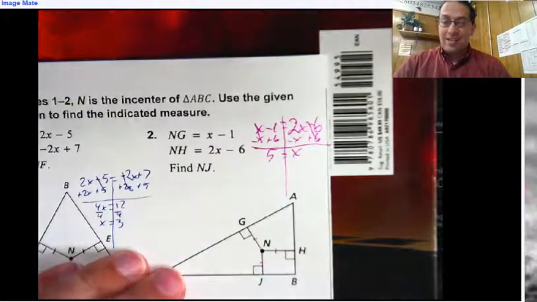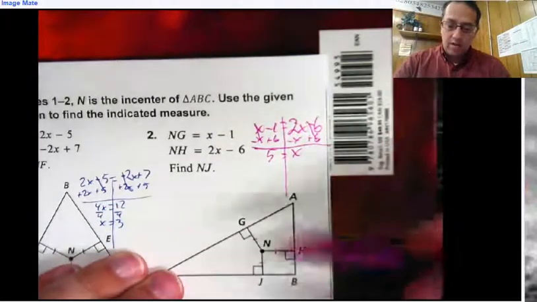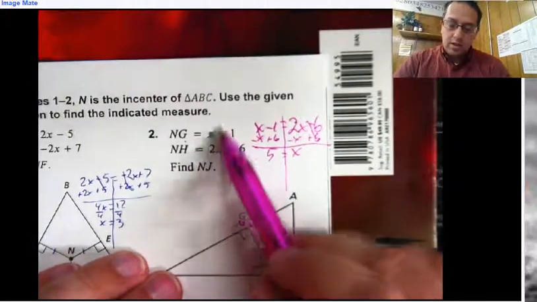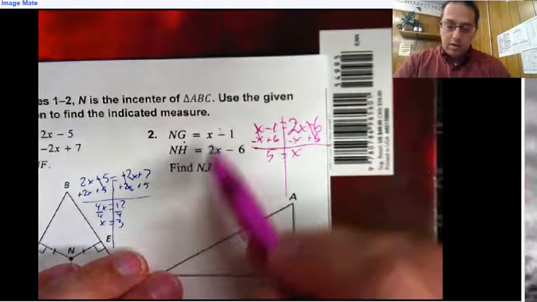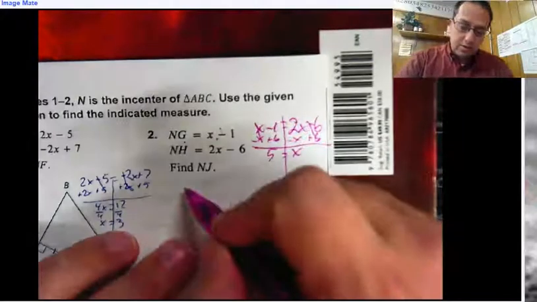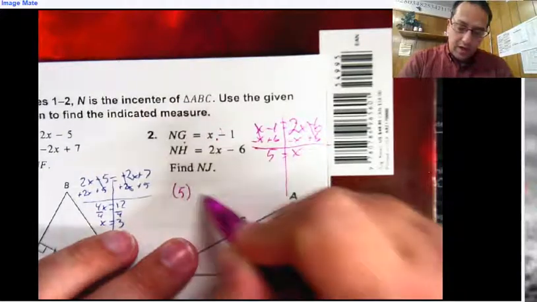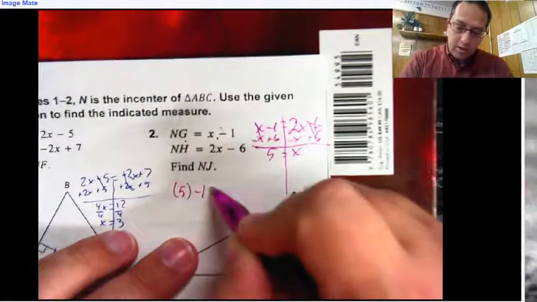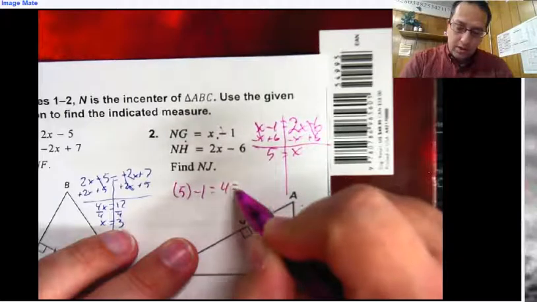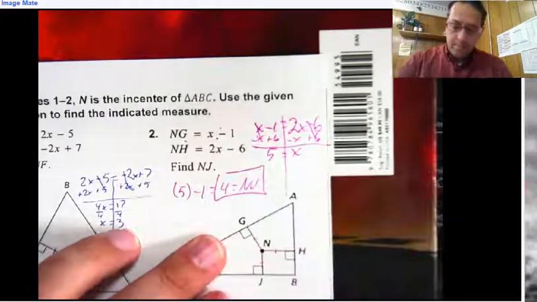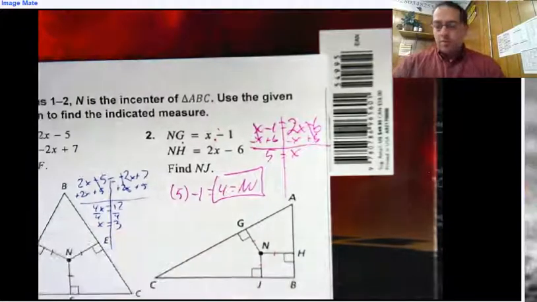Again, it did not ask me for x, it asked me for NJ, which it doesn't tell me, but that's okay, because NJ is the same as either one of those. I'm going to plug into NG because that looks really easy. So I have x, which is 5, minus 1, which equals 4, and that is going to equal NJ. So not too bad. Pretty easy stuff.